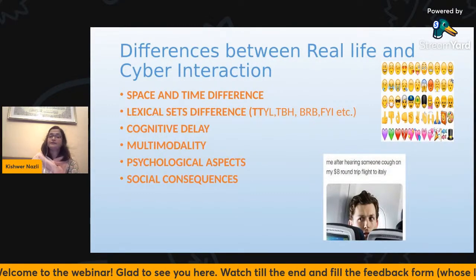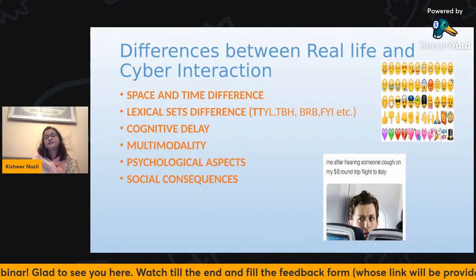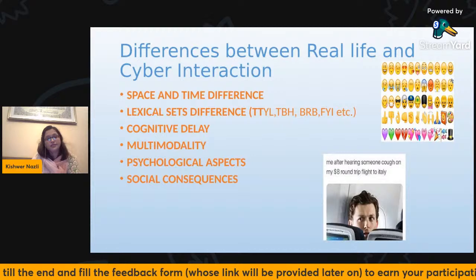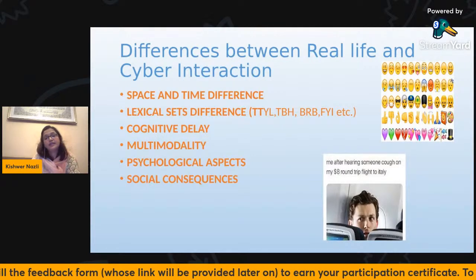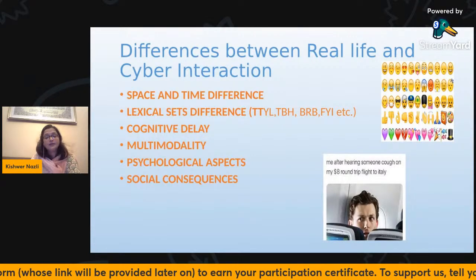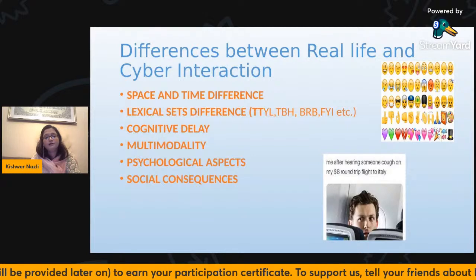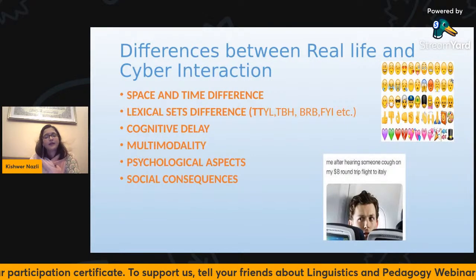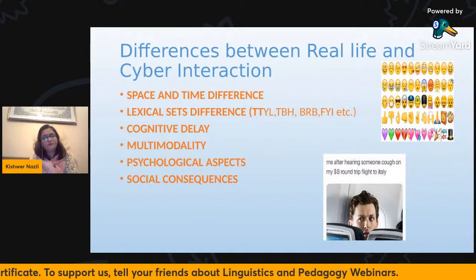Secondly, the difference is in lexical sets, which is now a new norm in communication. For example, TTYL, TBH, BRB, FYI, and you will be surprised to know that there's a generation gap between me and my students.